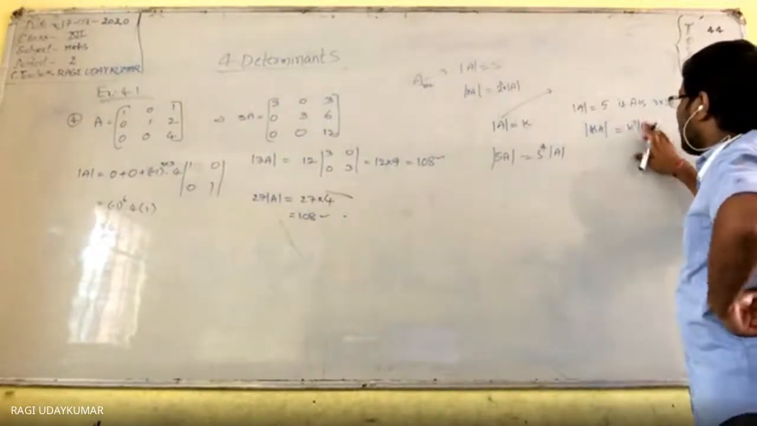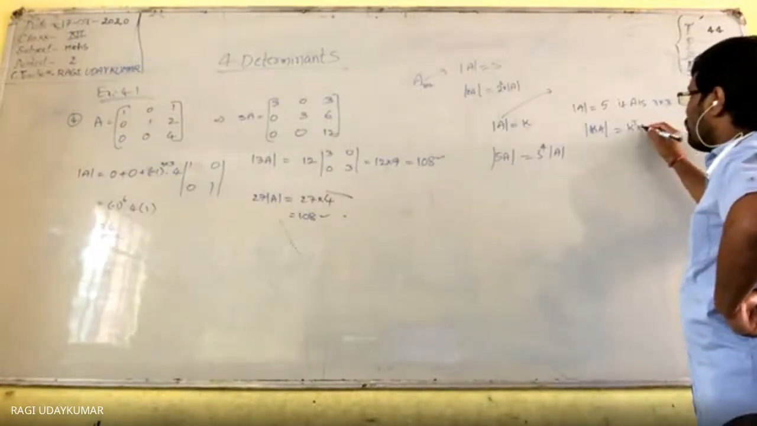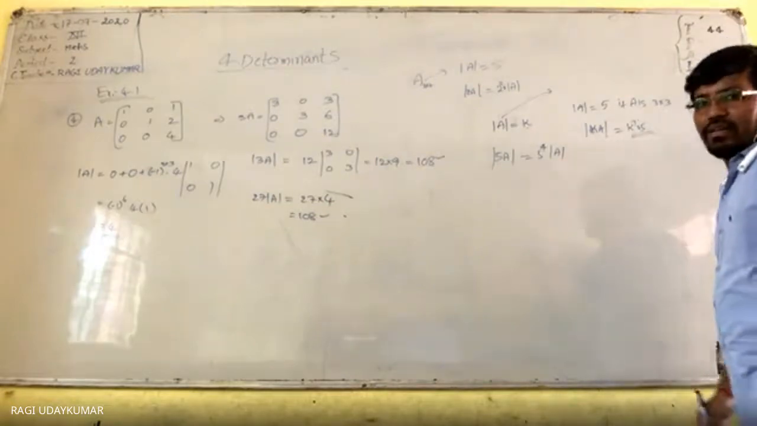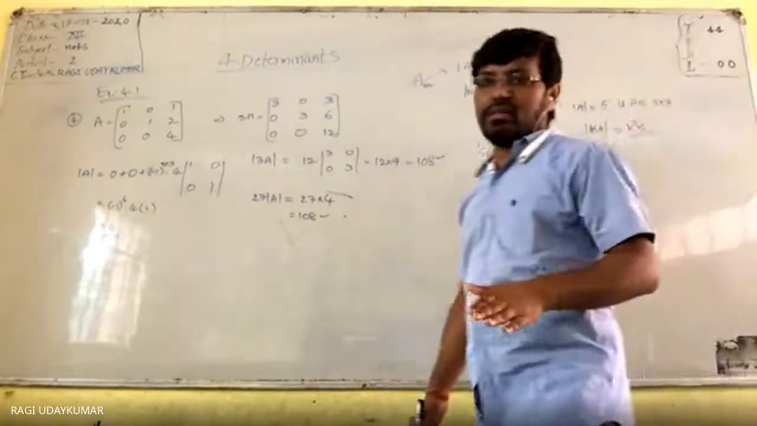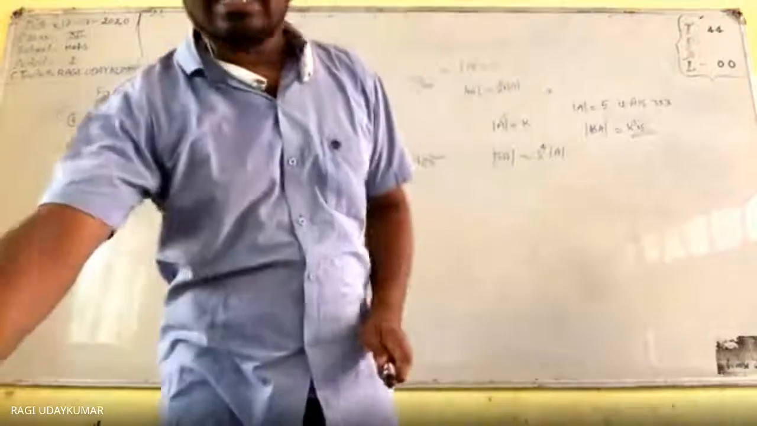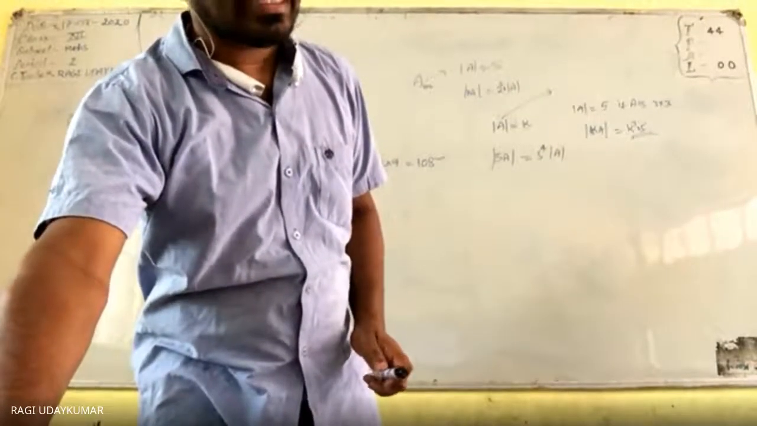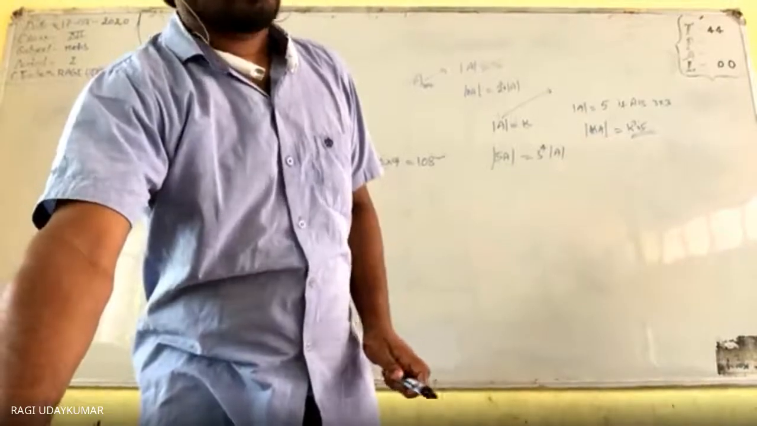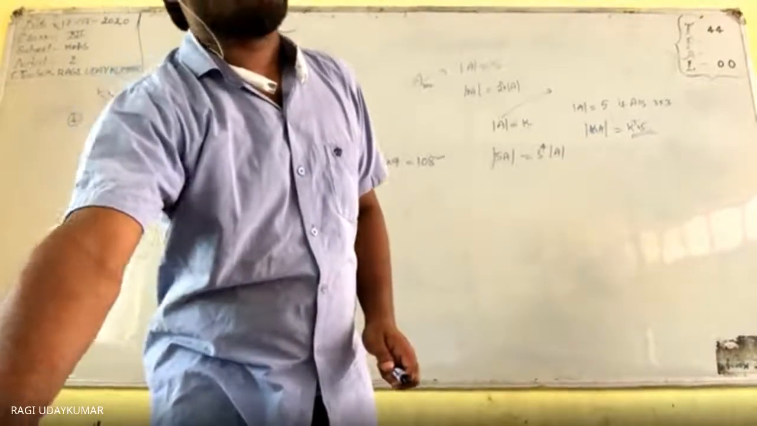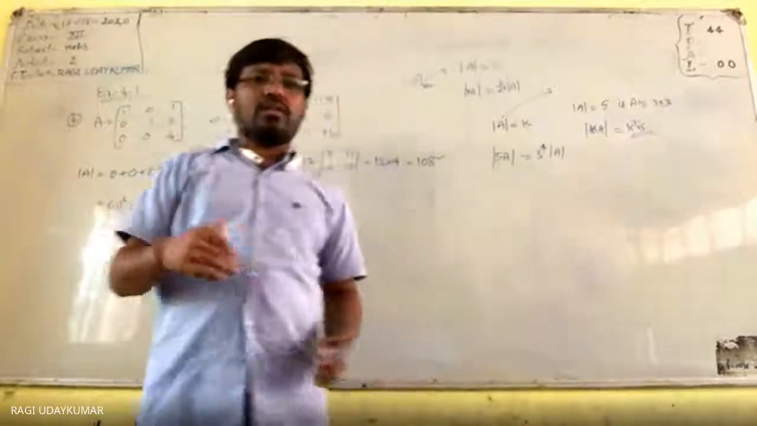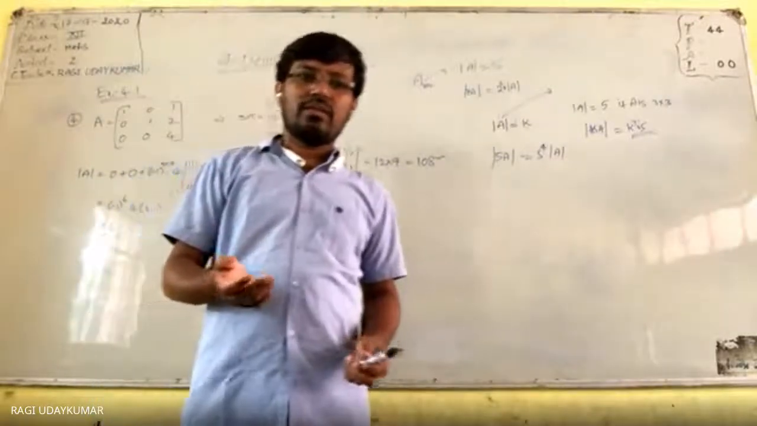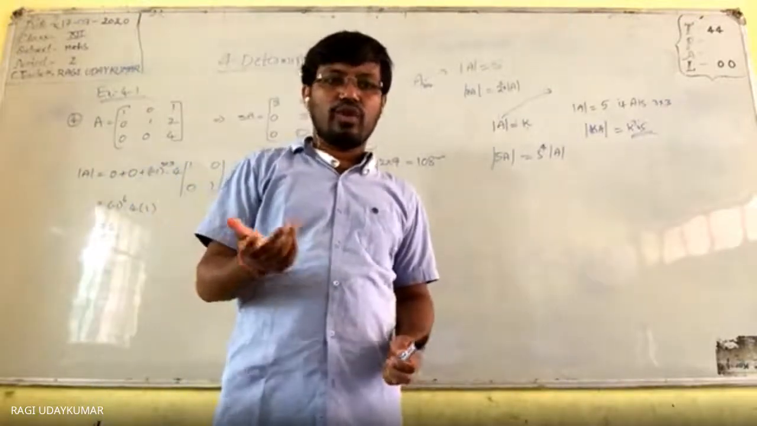k cube into the determinant of the matrix A. The determinant of the matrix A is 5, so it is 5 into k cube. This is one model I have given to you. Like this, questions will be asked in different ways based on this concept only. Now, you have also learned how to evaluate the determinant of a 3 by 3 matrix.